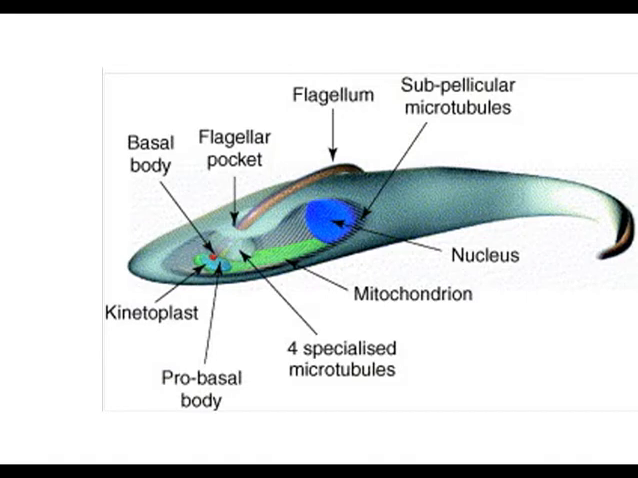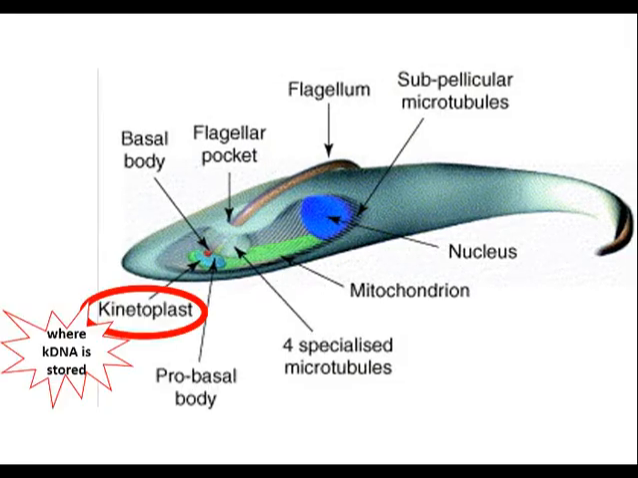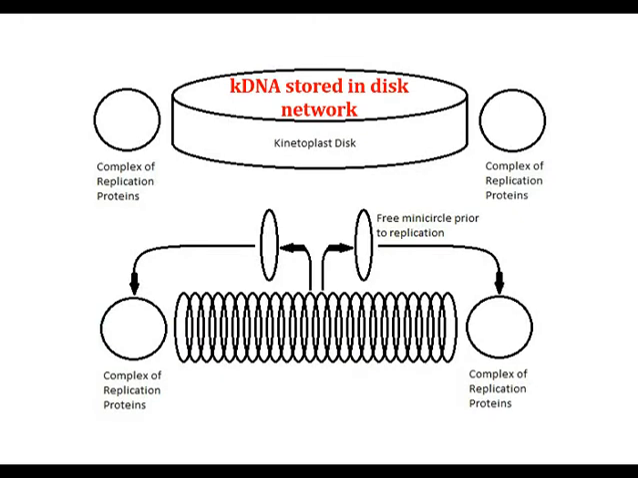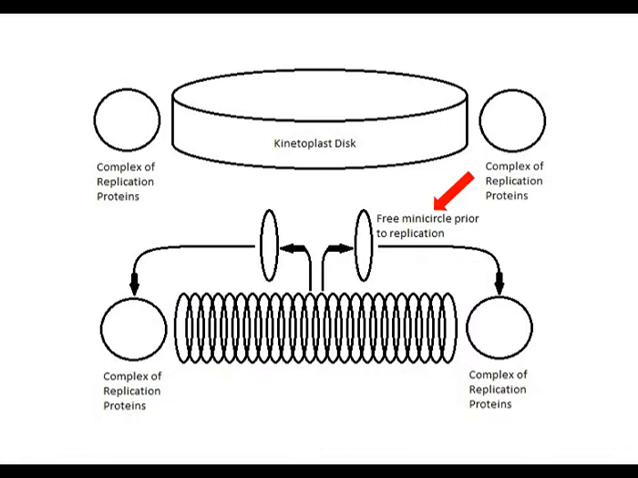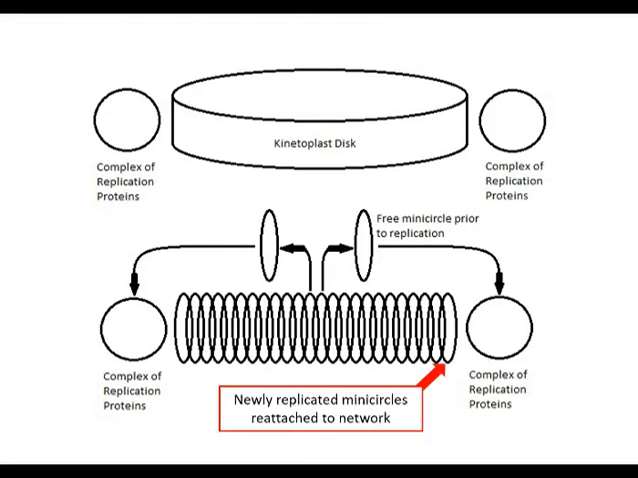T. brucei contains a complicated network of mitochondrial DNA known as kDNA. This network contains two types of circular DNA structures, minicircles and maxicircles. The replication of this network is performed by intricate mechanisms completely unique to trypanosomes. The organisms release the minicircles into an area outside of the network. There, the minicircles are replicated, transported, and reattached to the network at a different location.